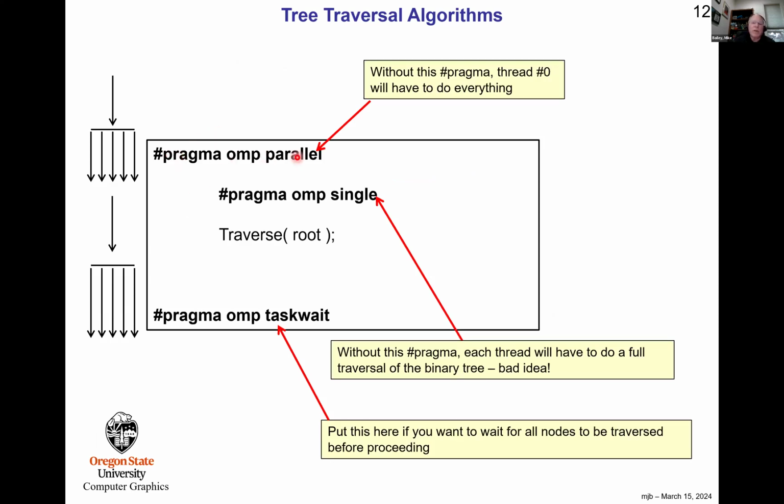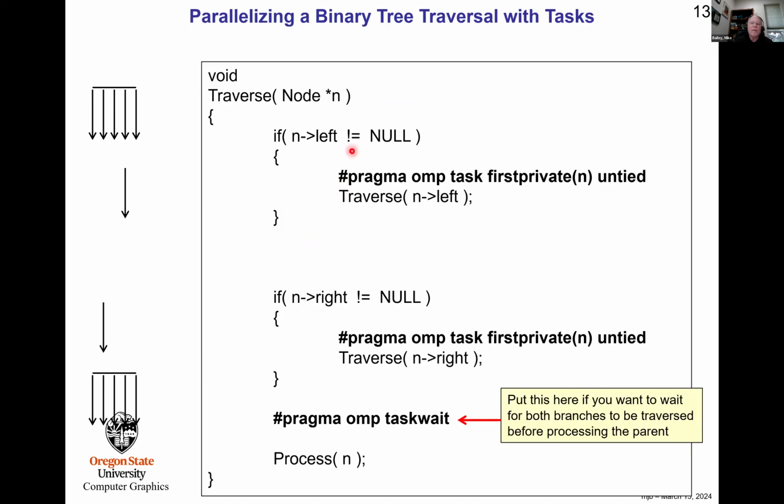But here's what we're going to do. Pragma OMP parallel. Let's go single. And let's say traverse, and we're going to give it where to start traversing at. This is nice because we can make this recursive. That is, once we're down in the tree, we can say, oh, traverse starting here. That's what this is. This is traverse starting somewhere. Okay, so here's what traverse looks like.